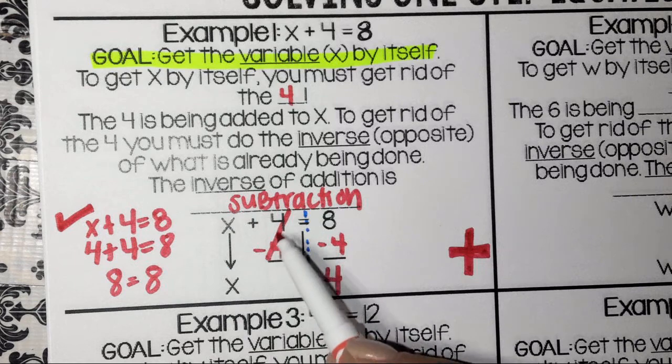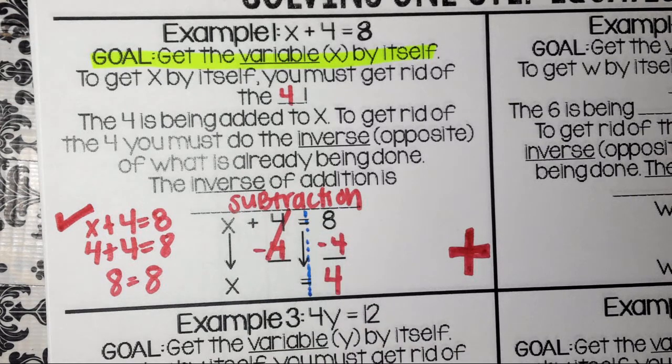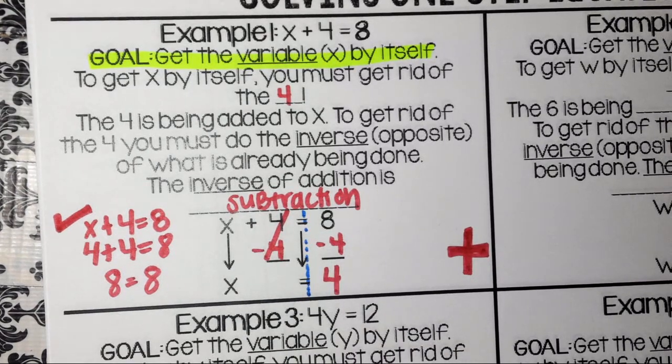So that's the whole point, is you're undoing whatever is with your variable. Whatever's partnered with your variable, whatever number. Is it the same thing if you have like x plus 4 equals 8? You would have to do that 2 times.